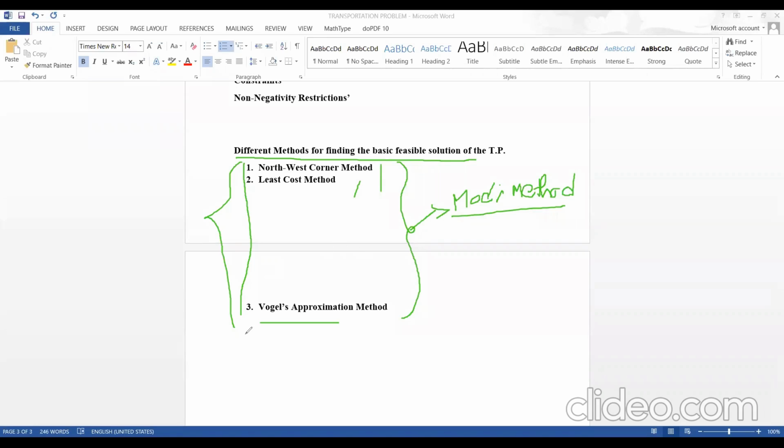Out of these three, Vogel's approximation method gives us the more accurate, means the best result in comparison to the other two methods. But that solution also we need to test by the Modi method, whether that solution is the minimum one or not. Is that clear? So these three methods we'll learn, and then we'll test with the Modi method whether all these solutions are minimum or not.